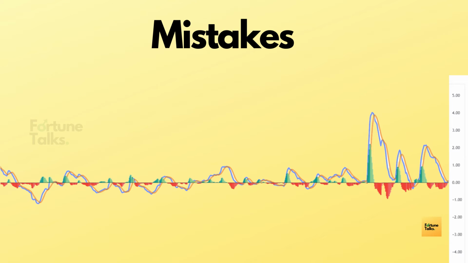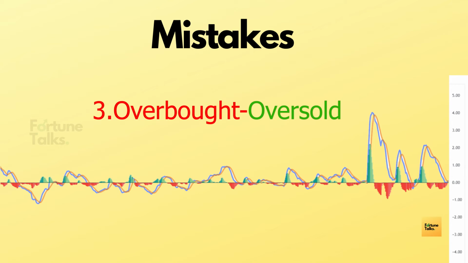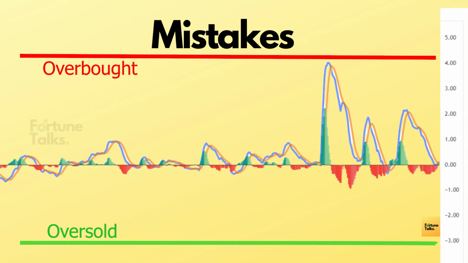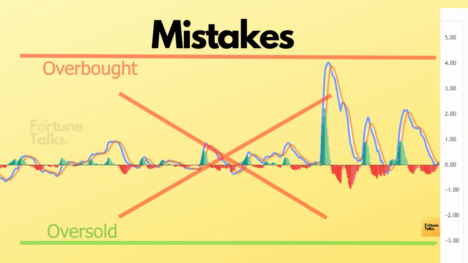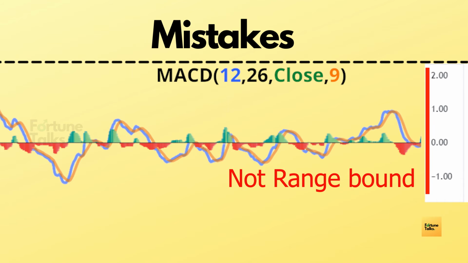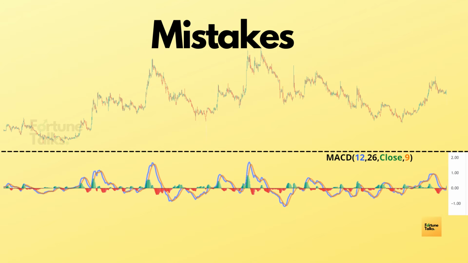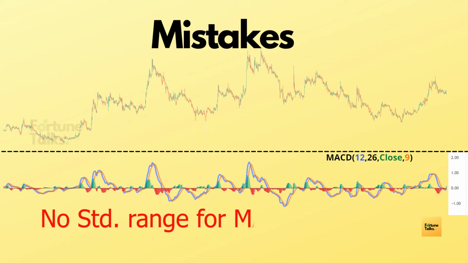Number three is establishing overbought and oversold conditions using the MACD indicator. Most traders are tempted into using MACD as a way to find overbought and oversold conditions. This is actually not a very good idea, because remember, MACD is not bound to a range. So what is considered highly positive or highly negative for one stock or instrument may not work well for a different stock or instrument.